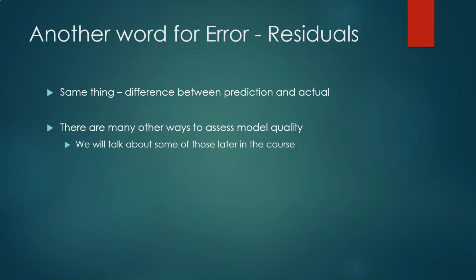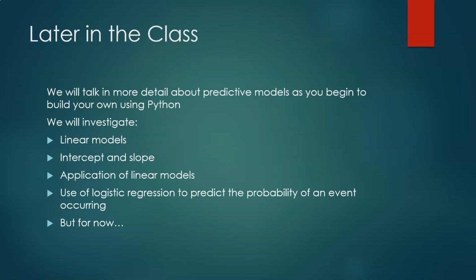Another word for error is residuals. You will hear that a lot in predictive analytics when you ask what the residuals are. It's basically a synonym for error. The way that we're using the word error and residuals is pretty much the same thing, so there's not really much difference there.